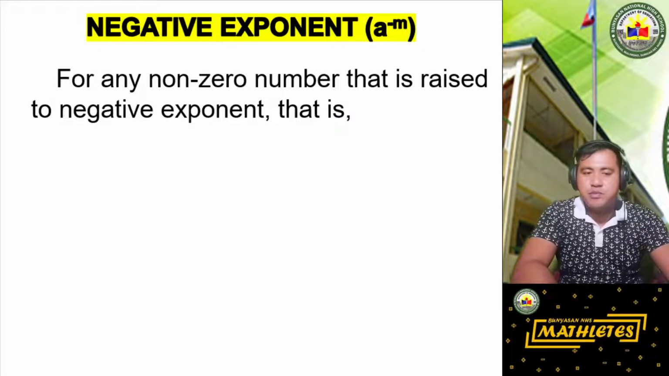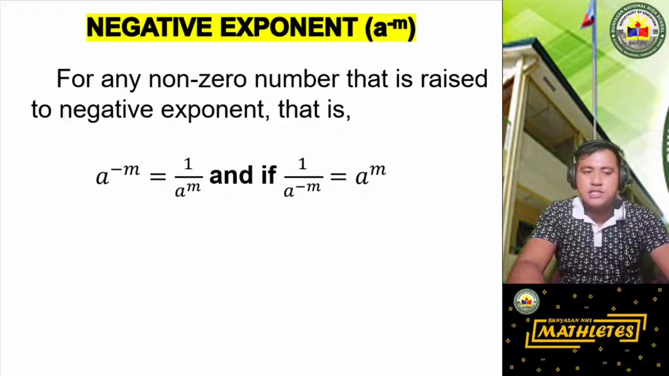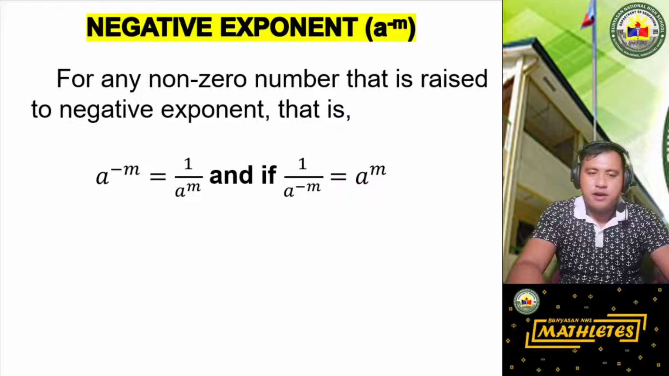A to the power of negative m. For any non-zero number that is raised to a negative exponent, a to the power of negative m is equal to 1 over a to the power of m. And 1 over a to the power of negative m is equal to a to the power of m. Okay, anong ibig sabihin yan? What's the meaning of that?